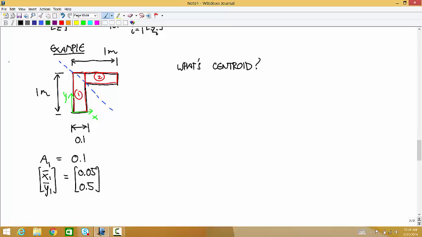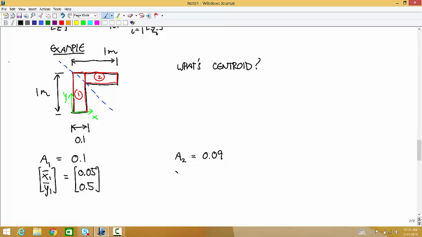And then for the second one, we don't want to overlap materials, so this one has a width of 0.1, a thickness of 0.1, but it's not a full meter long, it's only 0.9 meters long. So A2 is 0.9, no, 0.09. That's what I get for being a smartass.